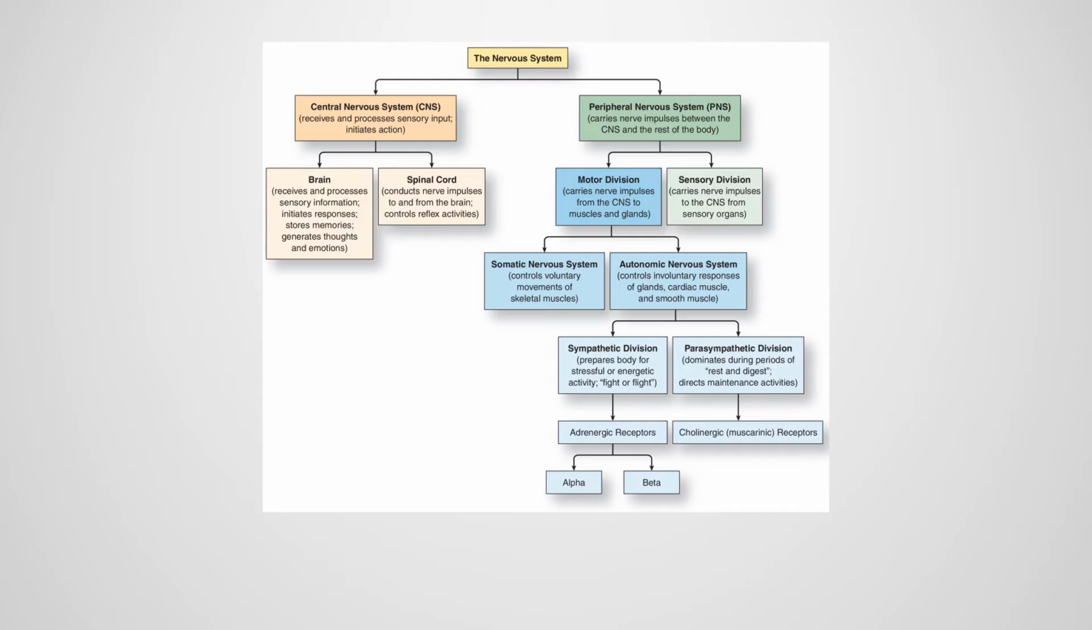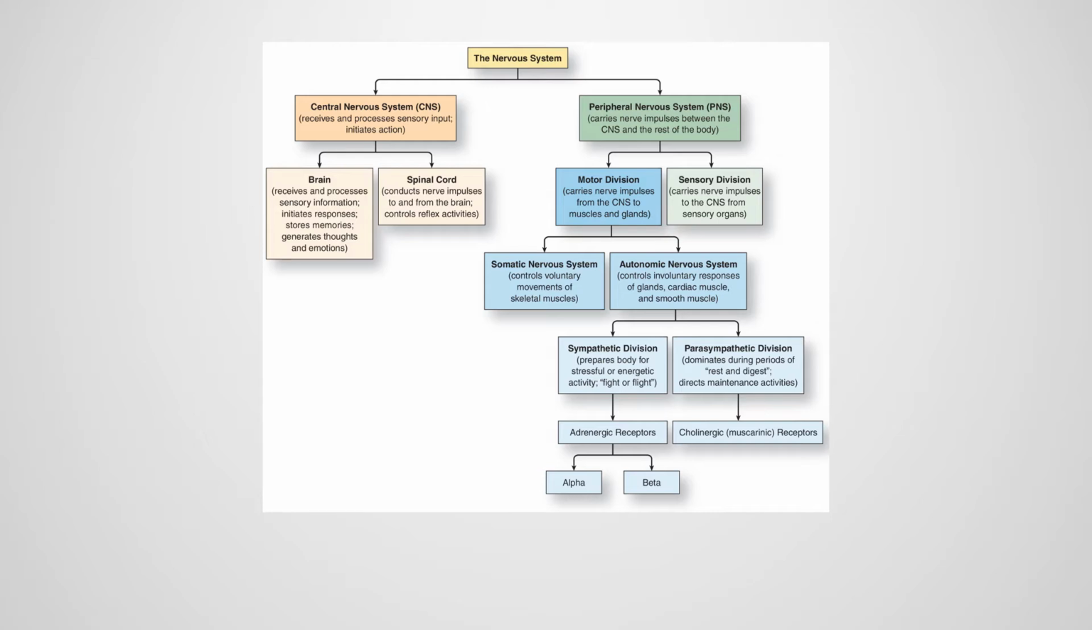So next slide here, the nervous system. The nervous system is broken down into the central nervous system and the peripheral nervous system. The central is basically the entire brain and the spinal cord. The peripheral nervous system is all the nerves that are leaving the brain. So that would be cranial nerves leaving the brain, or all the nerves leaving the spinal cord. Okay, that's the peripheral nervous system. It's going out to the periphery.